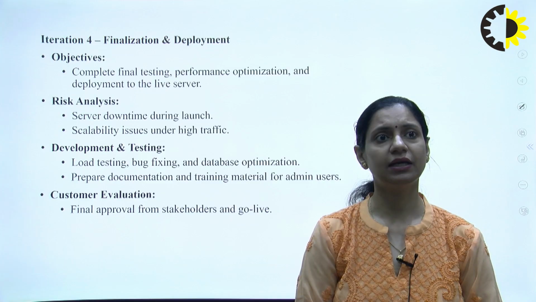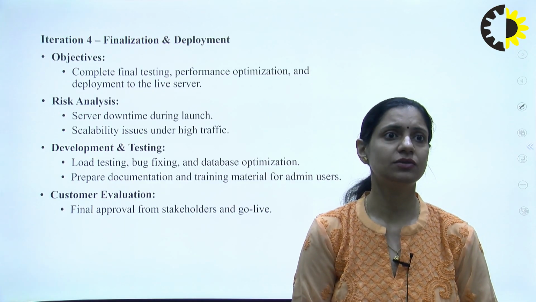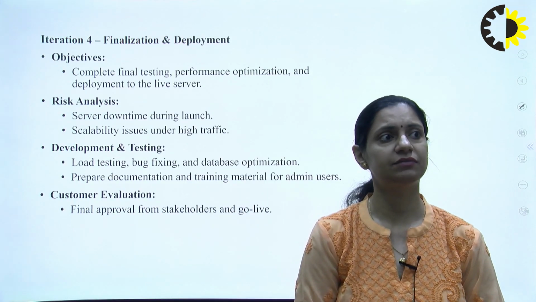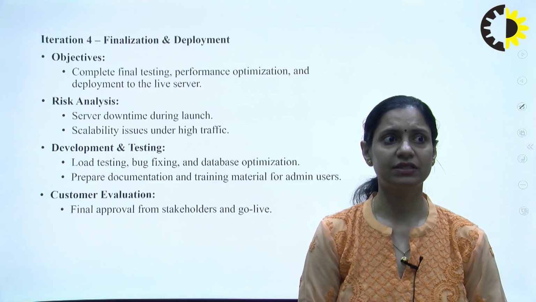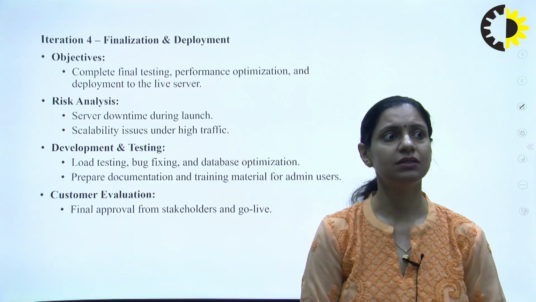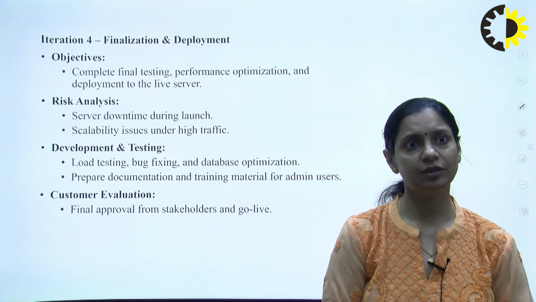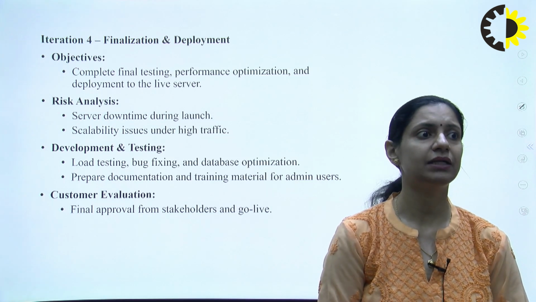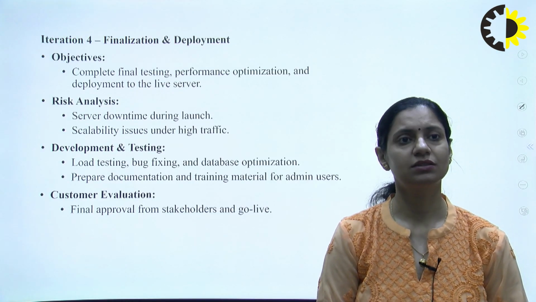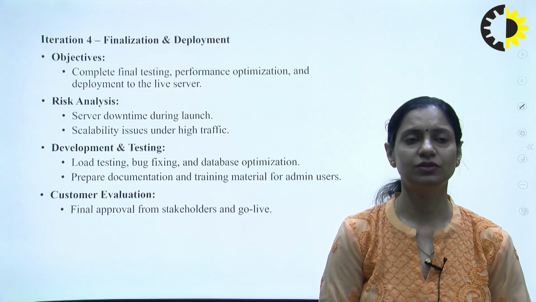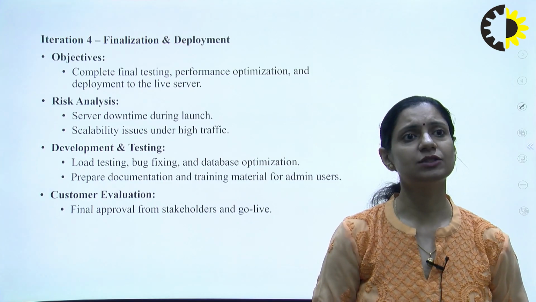Scalability issues under high traffic, what are the different issues that can occur when the project goes on a live server. The deployment and the testing, load testing, bug fixing, database optimization. Then the preparation of documentation and the training material for the admin users, the user manuals are being prepared. The evaluation of the customer, the final approval from the stakeholders is being taken, and hence it moves into the go live state. So this is how the spiral model works.